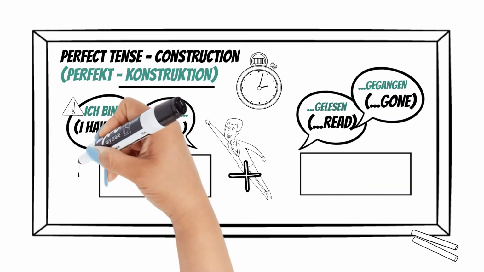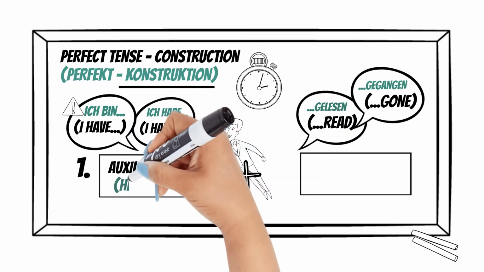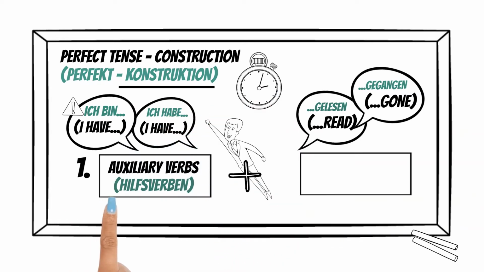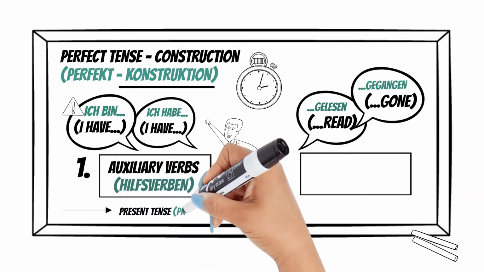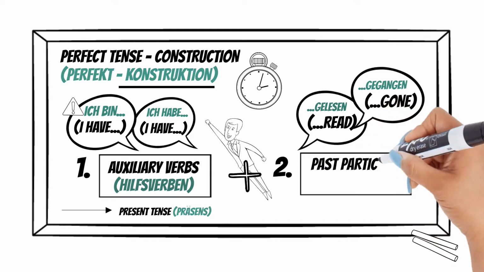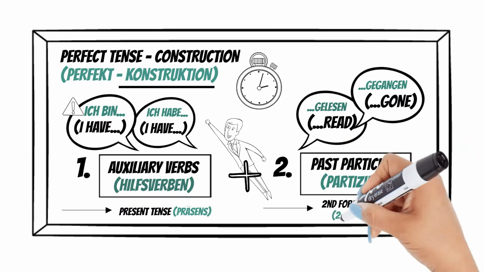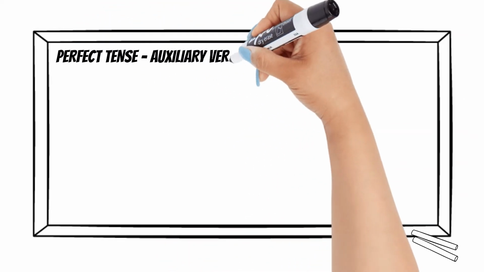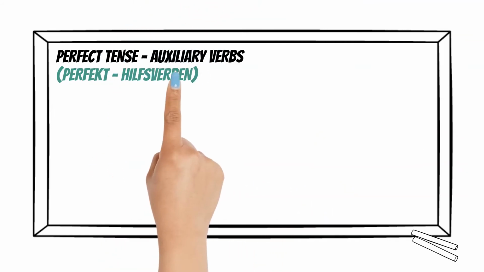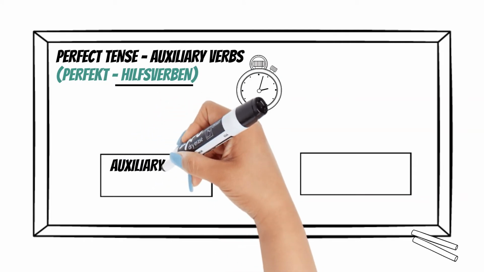So, first part of the construction is built out of auxiliary verbs, Hilfsverben, sein or haben, and it's conjugated in present tense, Präsens. Second part, past participle of the main verb. And now the big question. What determines when to use the auxiliary verbs? Now we know the construction.